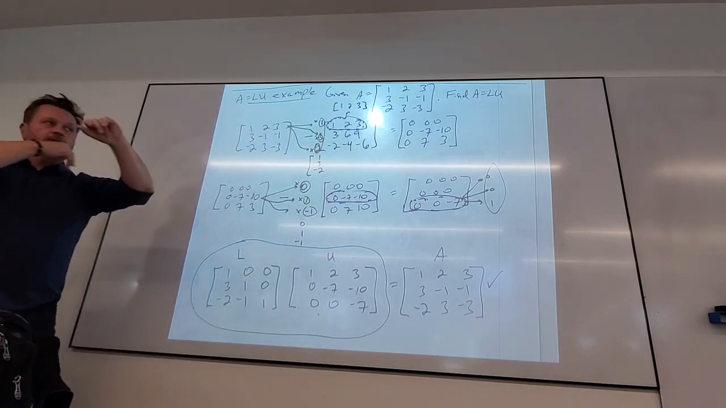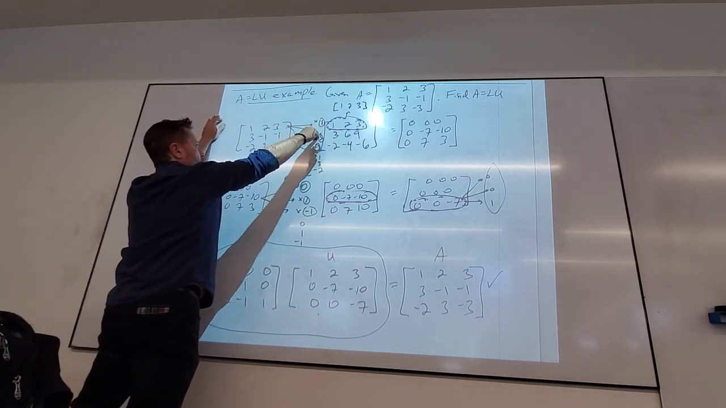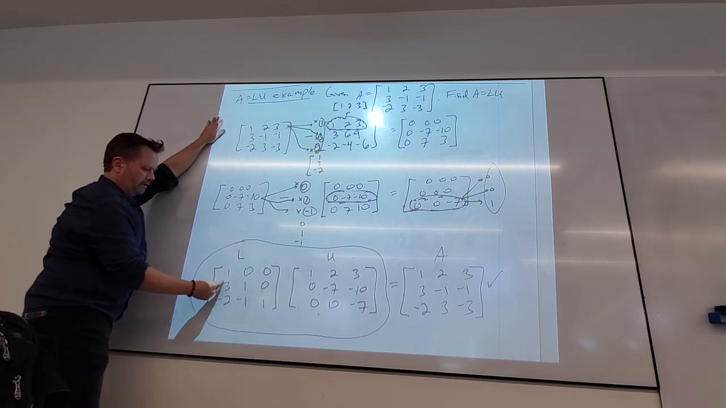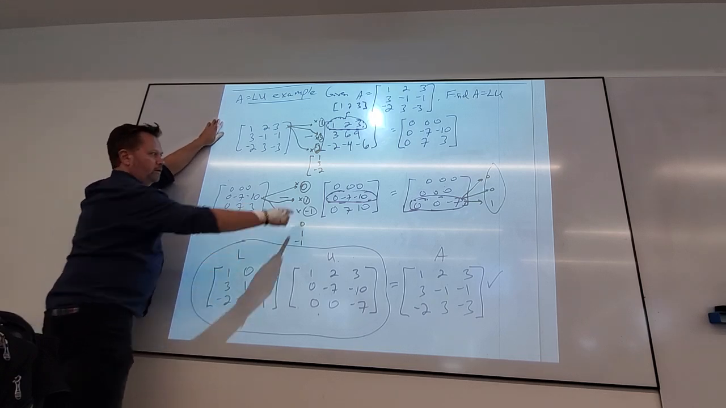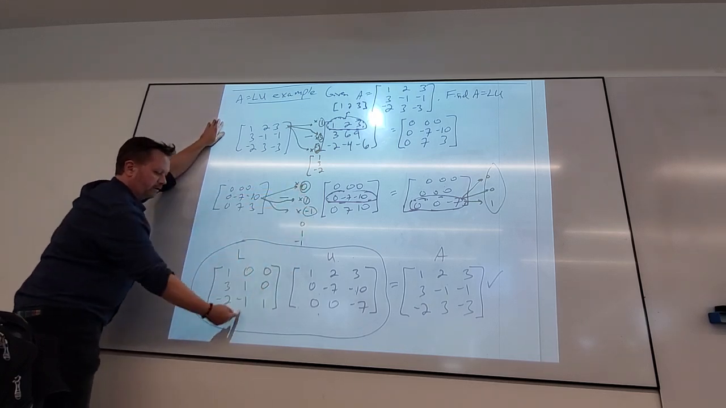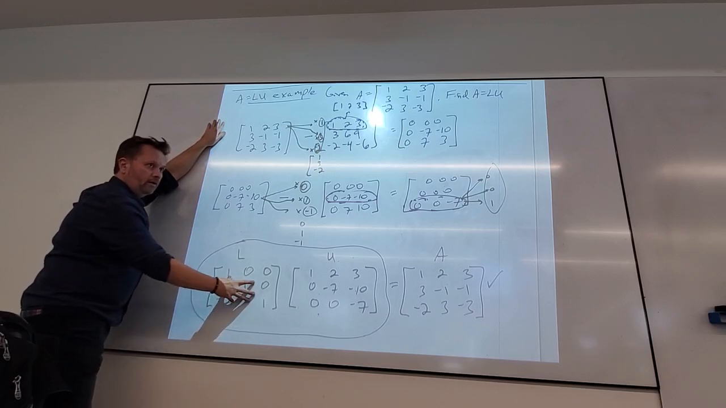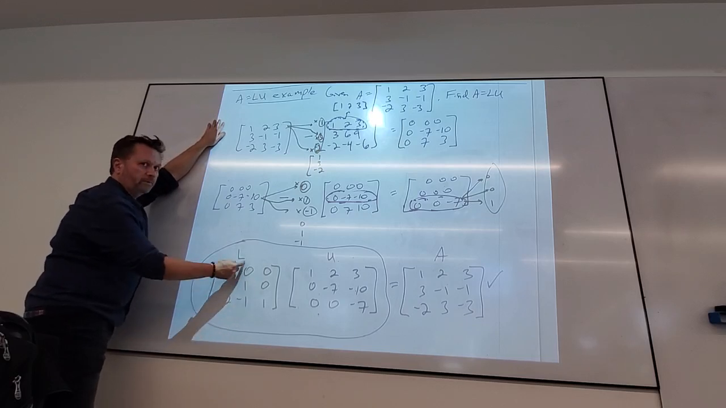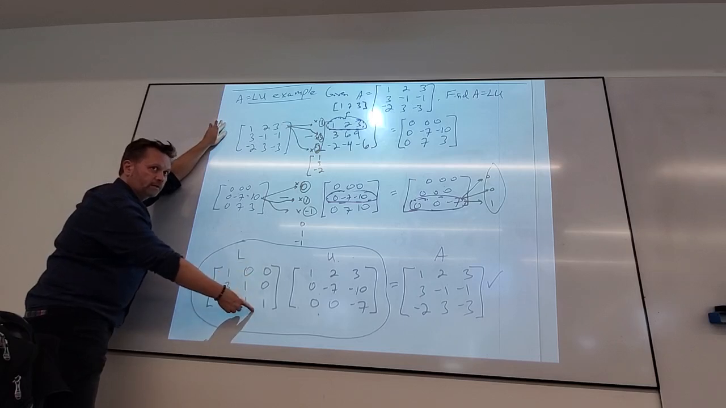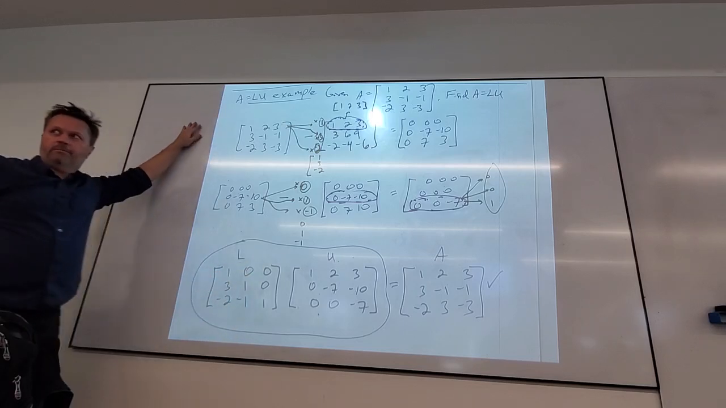Yeah, and then now notice, let me go back. 1, 3, negative 2. That goes here. 0, 1, negative 1. That goes here. So what makes the L matrix are all the multipliers you needed. Yes? Let me stop for a minute.